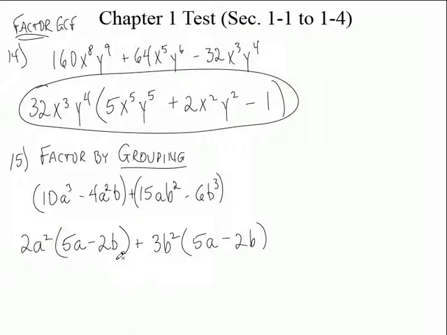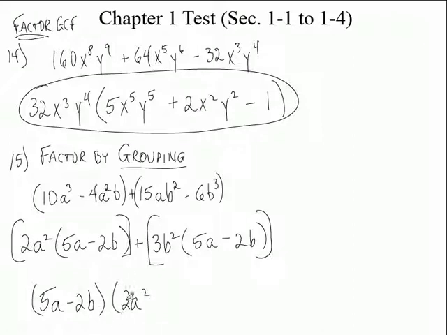Now we're not quite finished, because if you look at this right here, and look at this right here, is there something in common with both of these? Sure there is. There's a 5a minus 2b here, and there's a 5a minus 2b right there. So that's a greatest common factor, so I factor out 5a minus 2b. If I take this whole term right here and divide it by 5a minus 2b, what am I left with? 2a squared. Notice I put a parentheses here, and it's being multiplied by this stuff. Put a plus. Factor out a 5a minus 2b from this. What do I have left over? 3b squared. And that's it. That's my answer right there.